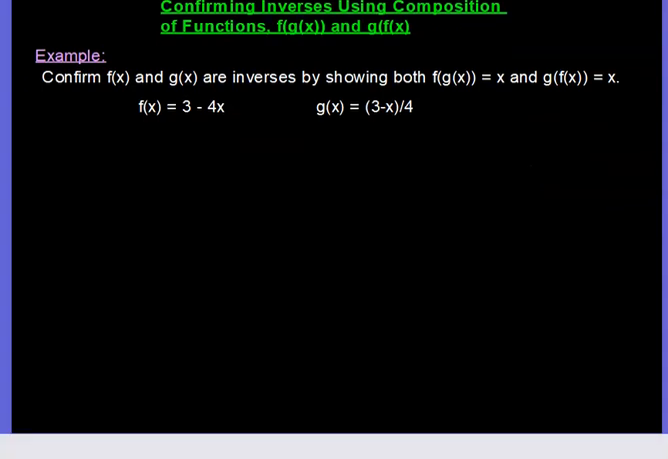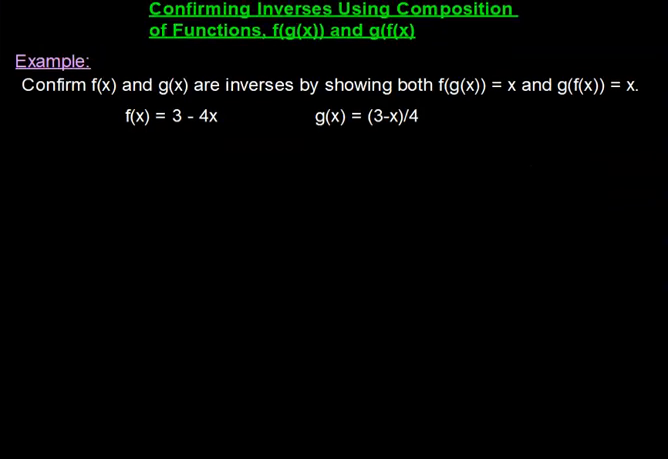Hey guys, so today we are going to confirm inverses using composition of functions, which is just f of g of x and g of f of x. To confirm the inverses, you're going to show both of them equal x. So to start off, given my two functions, this one I'll rewrite just so you can see it in better form: 3 minus x all over 4.